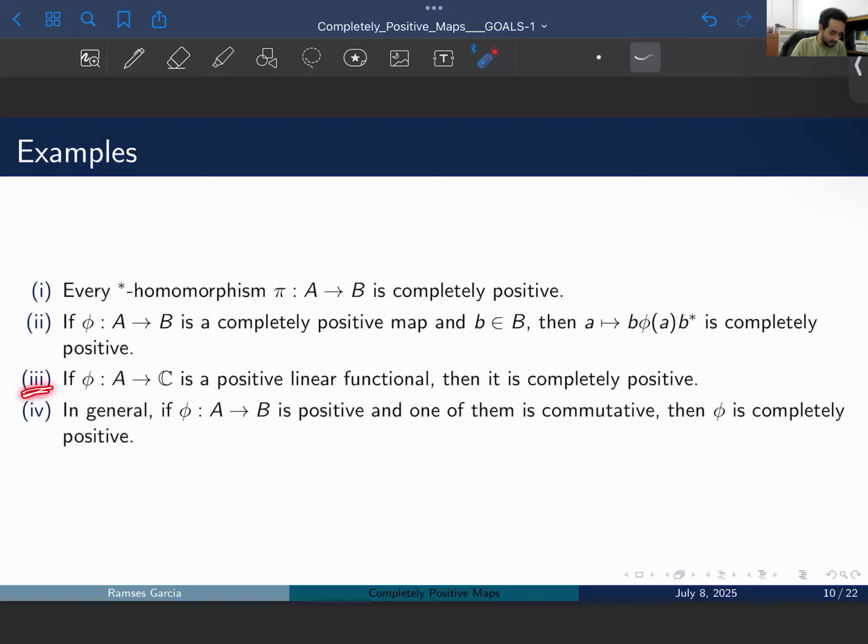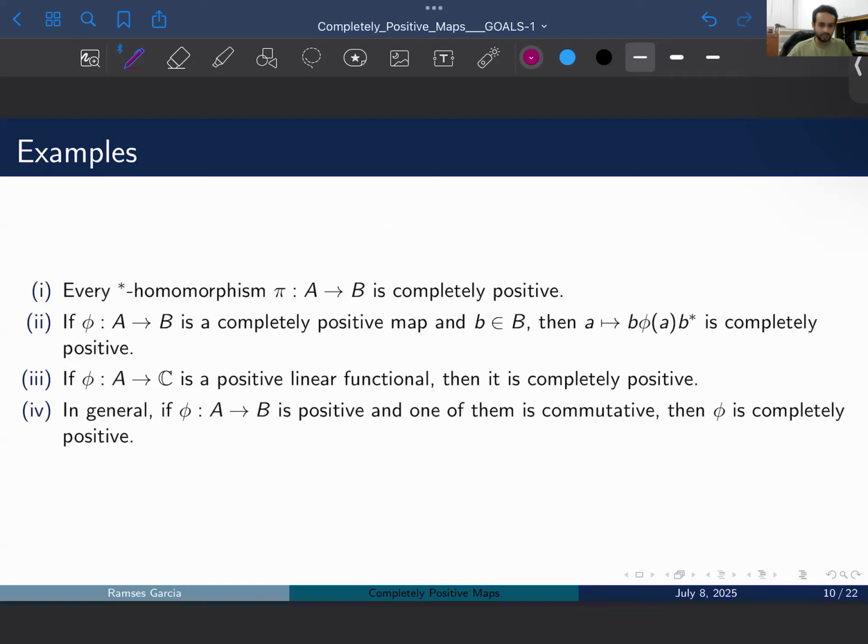This fact doesn't depend on the complex numbers. In general, if you have a positive map between C-star algebras, and one of them is commutative, then phi is going to be completely positive. So this is a class of C-star algebras where positivity implies complete positivity.